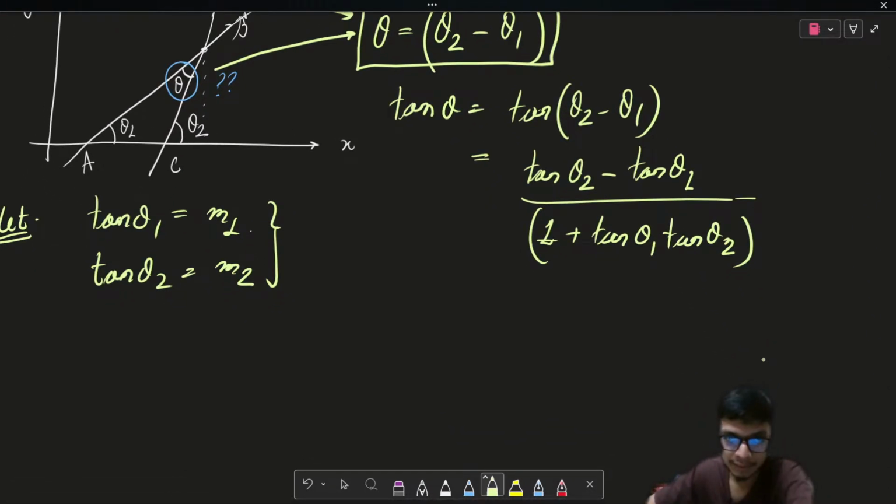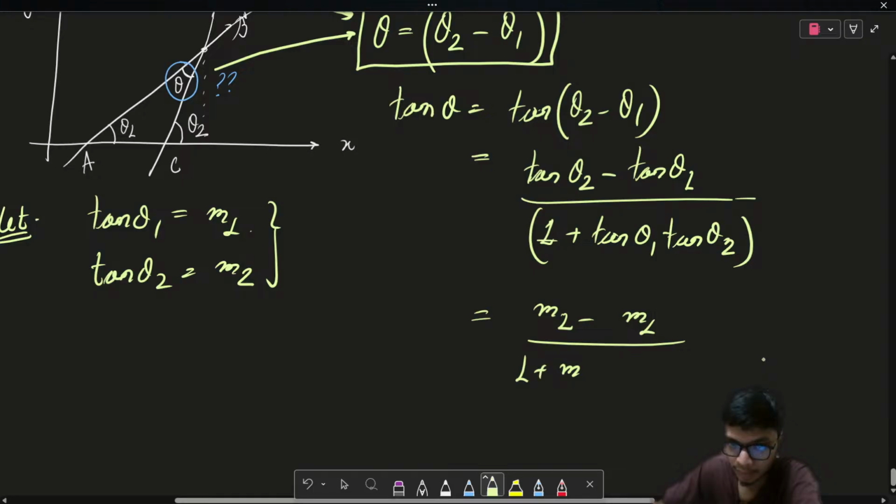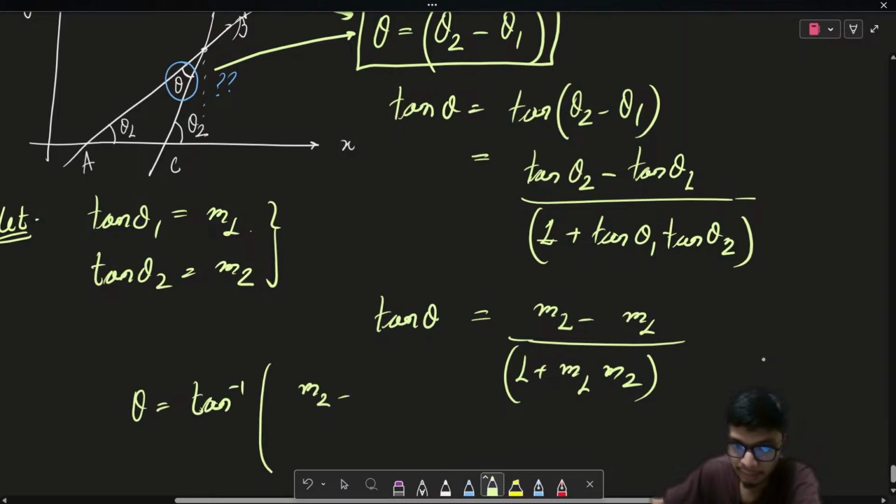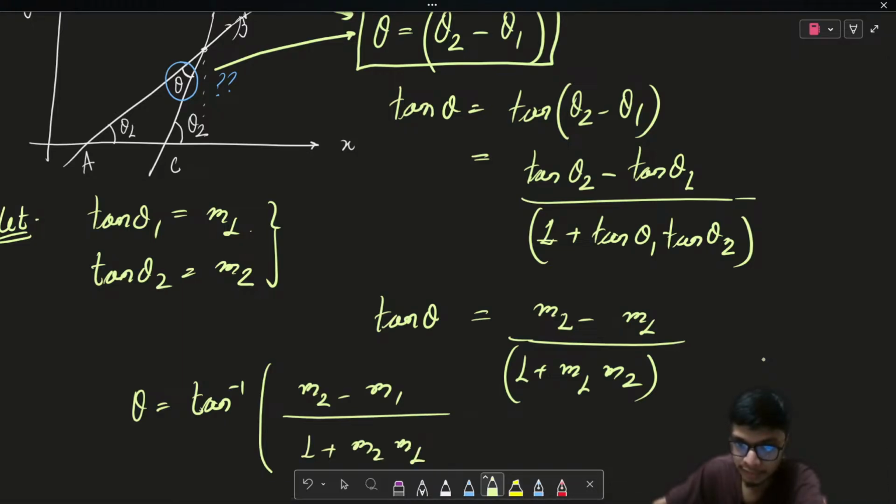Now I will put the slopes into this relation, and I will get m2 minus m1 divided by 1 plus m1 m2, right? So this is going to be my tan of theta. From here, this theta can be easily obtained by finding tan inverse of m2 minus m1 divided by 1 plus m2 m1.